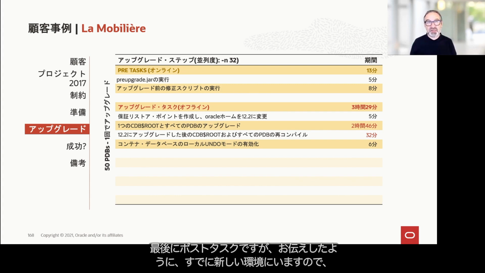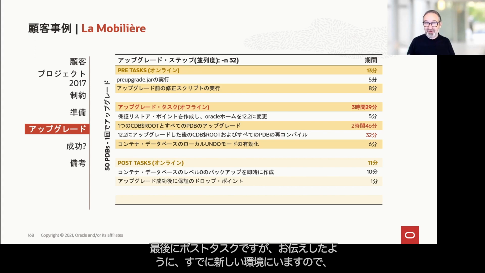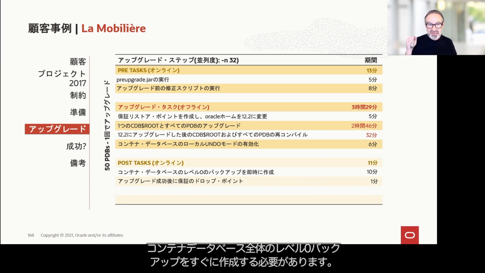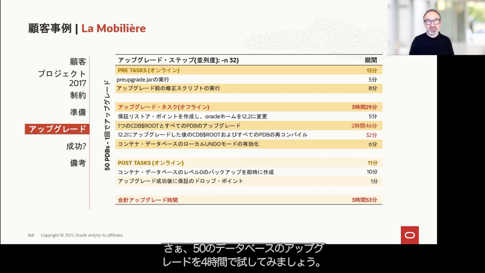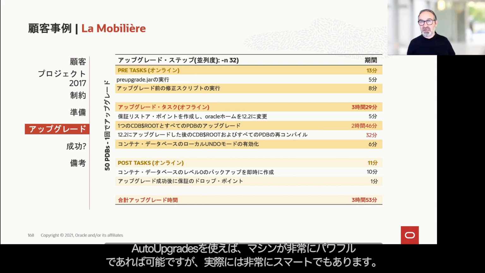And then the post tasks, as we said before, you are now in a new environment, you need an immediate level 0 backup of the entire container database. That took 10 minutes, then drop the restore point, and that's it. Altogether, less than 4 hours. Now try 50 database upgrades in 4 hours. Okay, with AutoUpgrade you could do that if your machine is very powerful, but this is also very, very smart, actually.